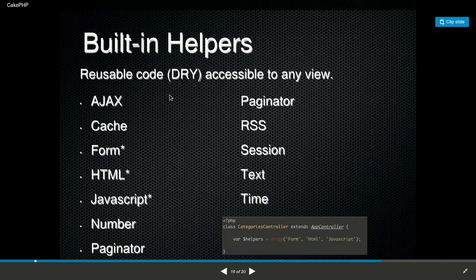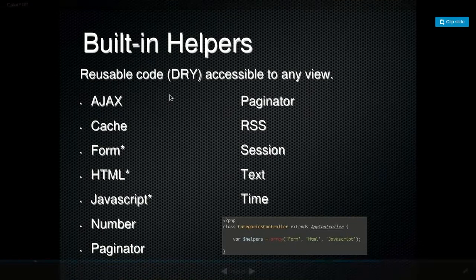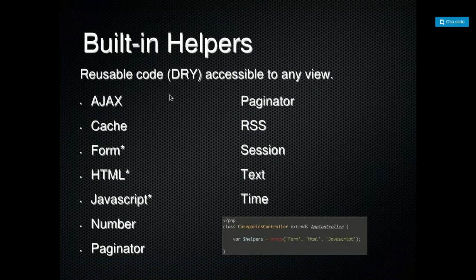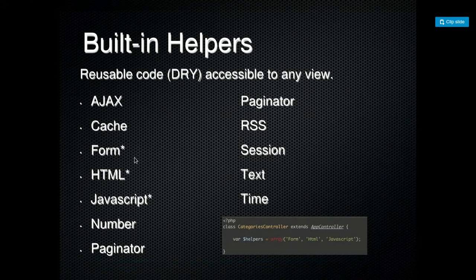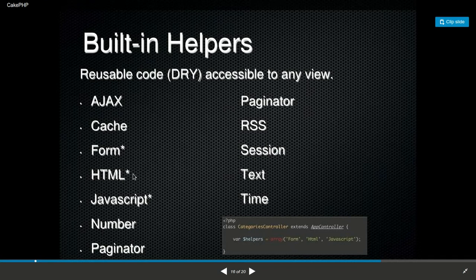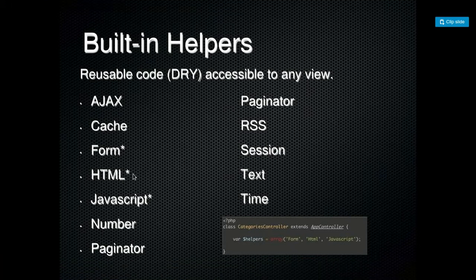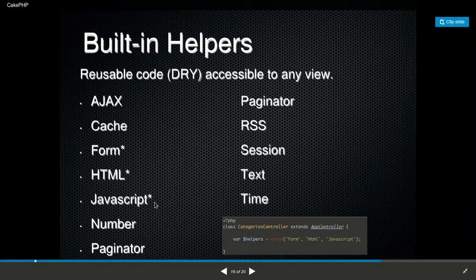We have some built-in helpers in CakePHP. There is Ajax, we can use Ajax script. There is cache, we can use cache memory. Form, form handling is very much easier than in any other application. HTML, which is used for creating links, embedding images, and using CSS files, JavaScript files and all those things. JavaScript, number, paginator, RSS, session, text, time.